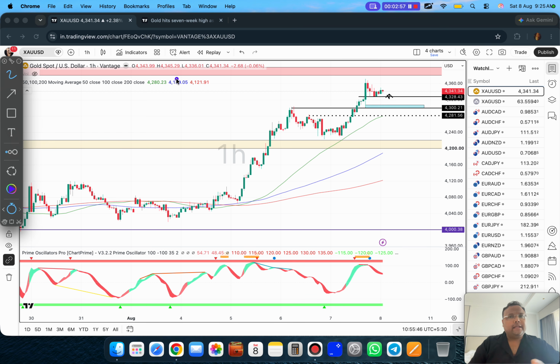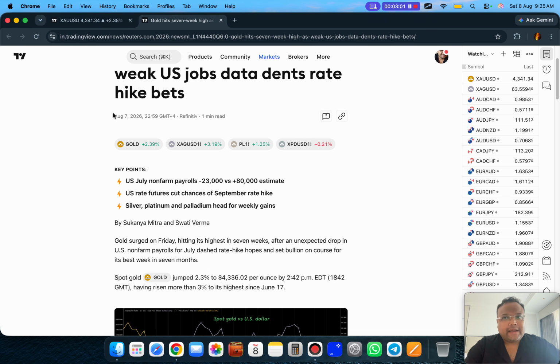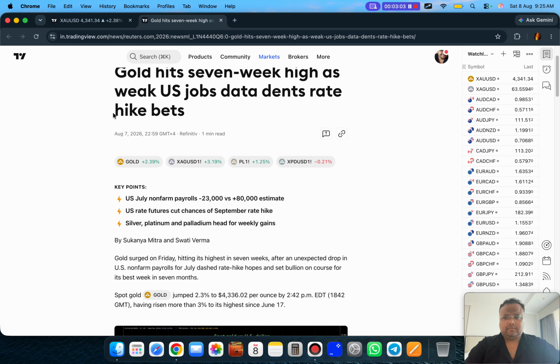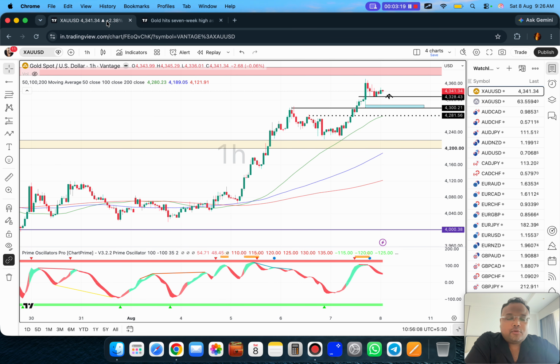And day traders, obviously, level to level trading. If you look at the market sentiment, Friday was mostly dominated by the NFP data. You can see gold hit a 7-week high as weak US jobs data dented rate hike bets and failed to meet the expectations. As a result, we saw gold going up. More or less, we can expect the same market sentiment to dominate, but still be careful, stay in touch with the news. Any development in the Middle East will have a direct impact.